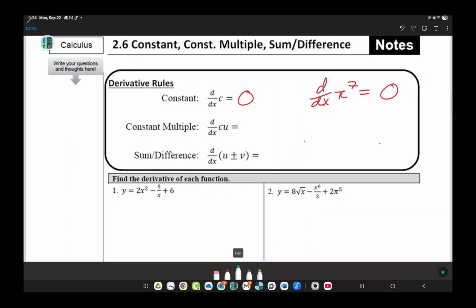Now, if you have a constant times a variable, that is going to be the constant times the derivative. An example of that, if I have y is equal to 3x to the 4th, when I bring down, it's going to give me y prime is equal to 12x squared. Not squared, cubed. So when you bring down the exponent, you multiply by what's already there.